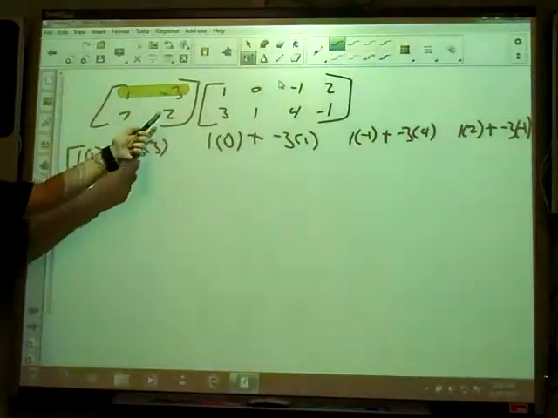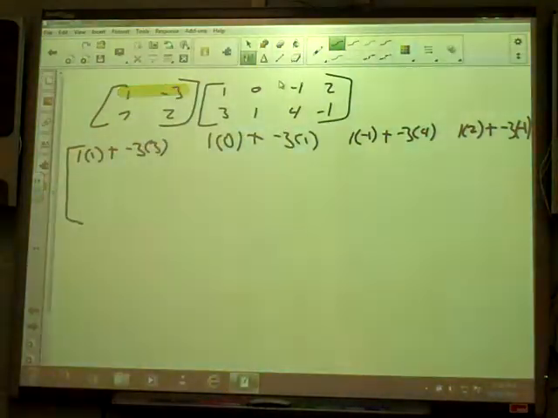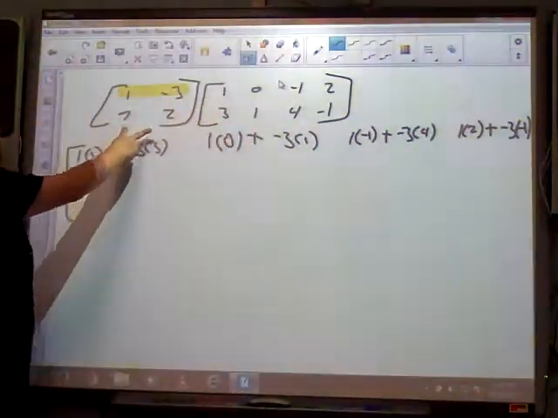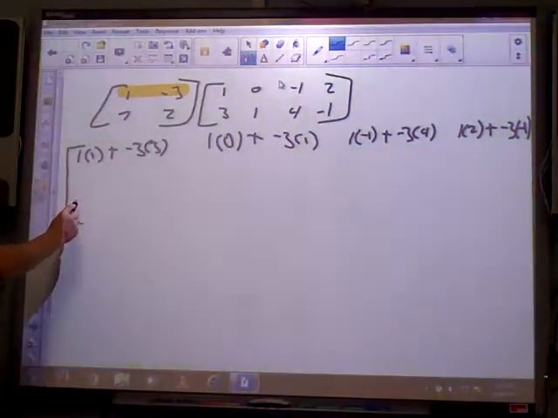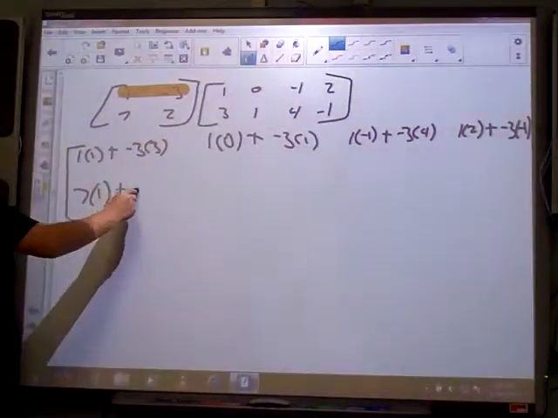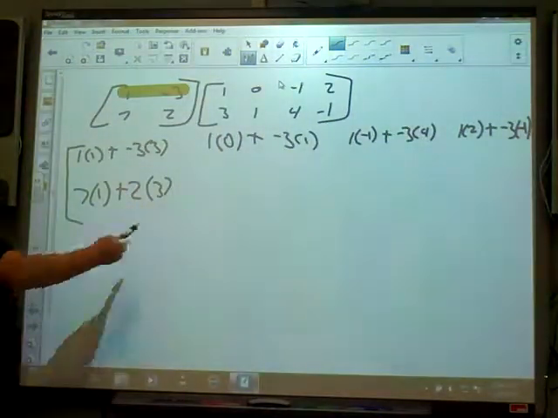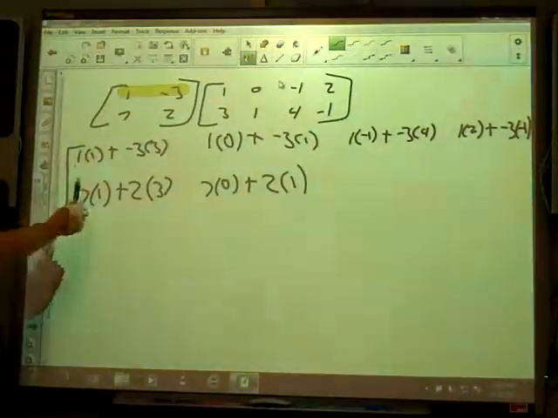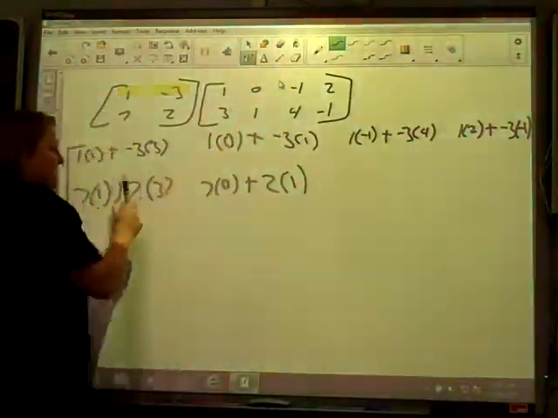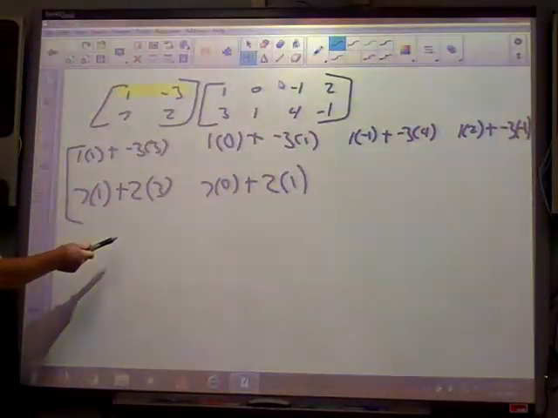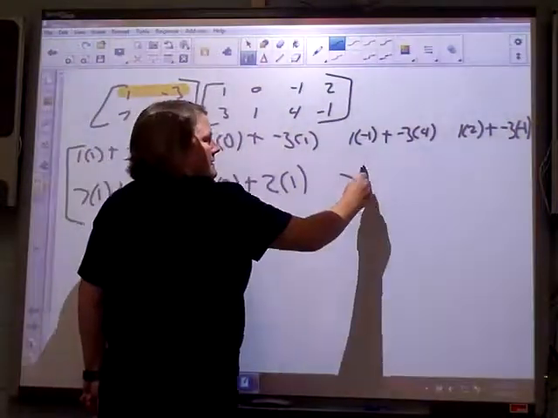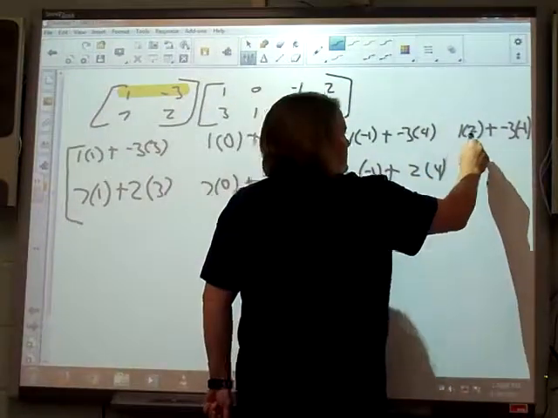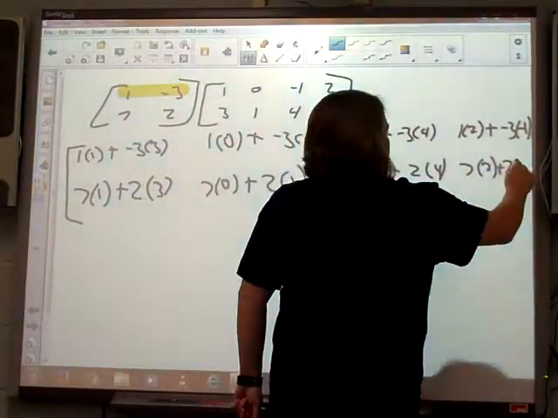Now we come do the same with the second row, but here's the easy thing for me. Everywhere in the first row where I have a 1 and -3, a 1 and -3, a 1 and -3, it's going to be 7 and 2. So I'm going to have 7 times 1 plus 2 times 3. 7 times 0 plus 2 times 1. The zeros, this stuff is the same. I'm just changing out the 1 and the -3 with the 7 and the 2. So here will be 7 times that -1 plus 2 times that 4. 7 times that 2 plus 2 times that -1.